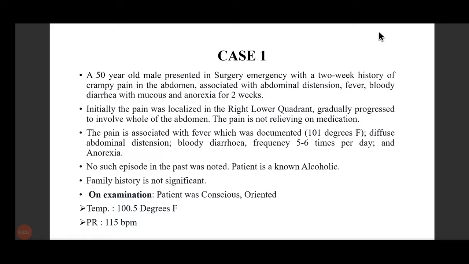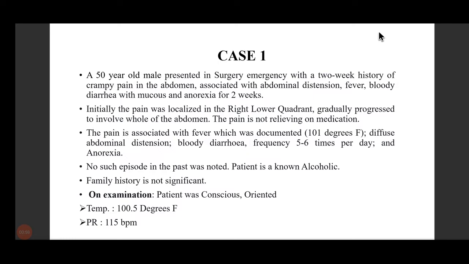Okay? Case 1: a 50-year-old male presented in surgery emergency with a 2-week history of crampy pain in the abdomen associated with abdominal distension, fever, bloody diarrhea with mucus, and anorexia for 2 weeks. Initially, the pain was localized in the right lower quadrant, gradually progressed to involve the whole of the abdomen. The pain is not relieving on medication.